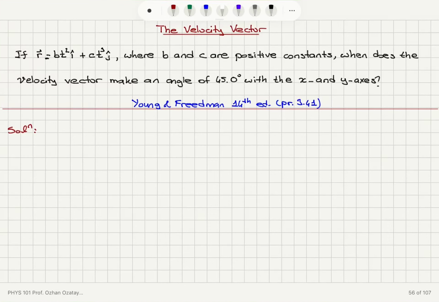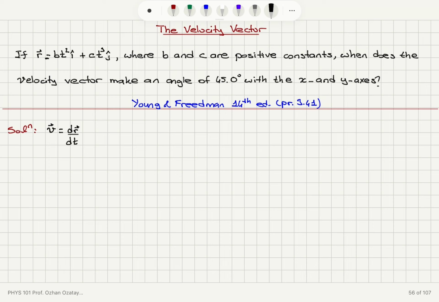The velocity vector. If the position vector r is given by bt square i hat plus ct cube j hat, where b and c are positive constants and t is time in seconds here, when does the velocity vector make an angle of 45 degrees with the x and y axis? So remember that velocity vector is dr/dt. So we take the derivative of the position vector with respect to time.